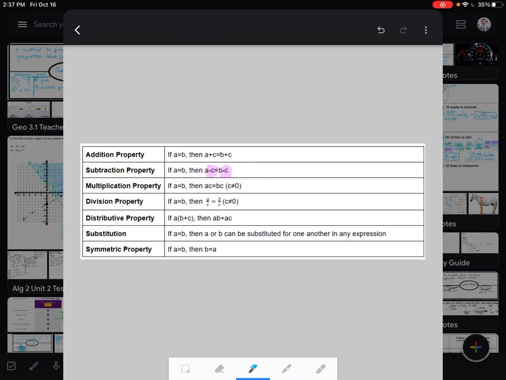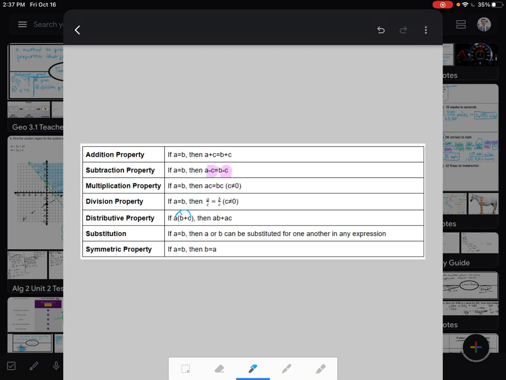Distributive property is just saying that we are allowed to multiply the terms inside of the parentheses by the term on the outside. So if we have a times b plus c, we're allowed to do a times b plus a times c. Finally, substitution. This is just saying that if a equals b, we can interchange a and b fluidly wherever we want to. So if we see an a somewhere and we know that a equals b, we can plug in b instead. It's not going to change the balance because they're the same thing.